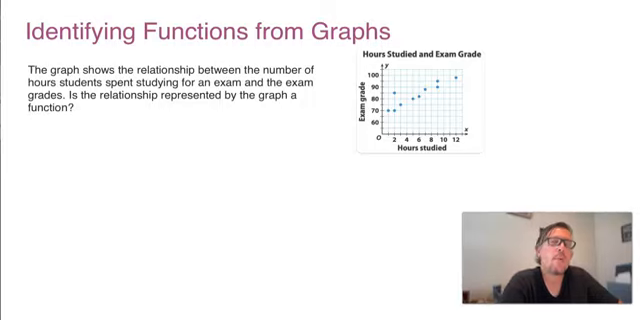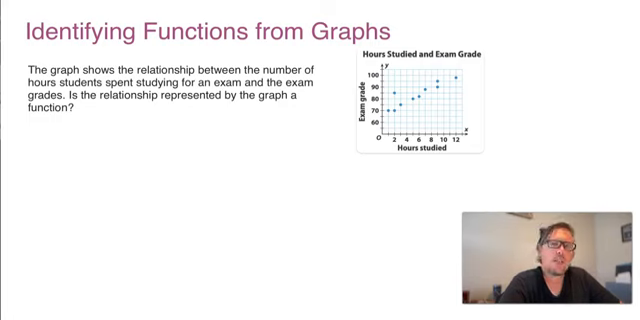Another way that we can represent a relationship is with a graph. And let's see if we can tell whether or not a relationship is a function by looking at a graph. So this graph shows the relationship between the number of hours students spend studying for an exam and the exam grades. And so, as we would kind of expect, the relationship is positive because the more hours you study, the higher you expect your exam grade to be. And the question is, is the relationship in this graph a function?